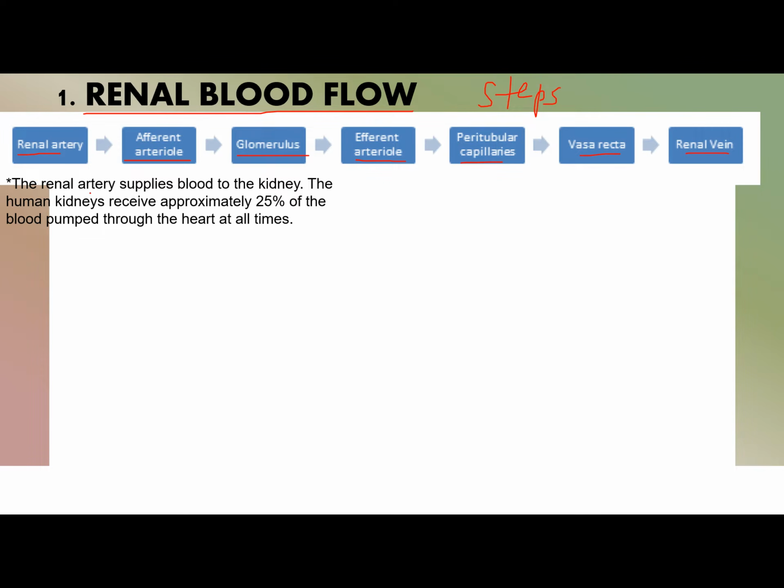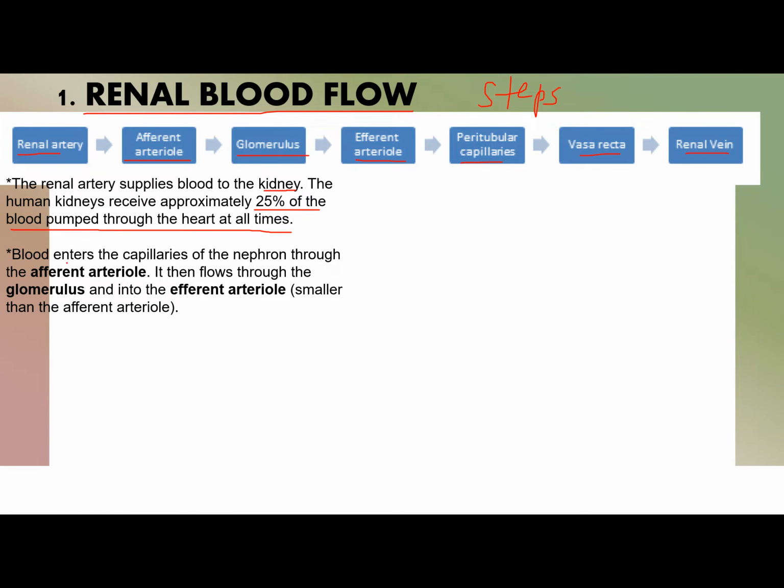So let's start with the renal artery class. So as you're aware earlier in the discussion, your renal artery would contain oxygenated blood. So this is being supplied to the kidney, and the kidneys would receive approximately 25% plus of the blood pumped through the heart at all times. So ganun kadami yung percentage class ng blood na na-receive ng kidneys natin. 25% of the total blood na napapump sa heart.